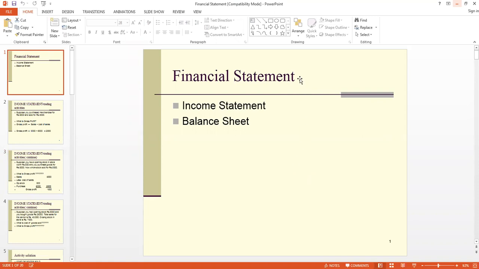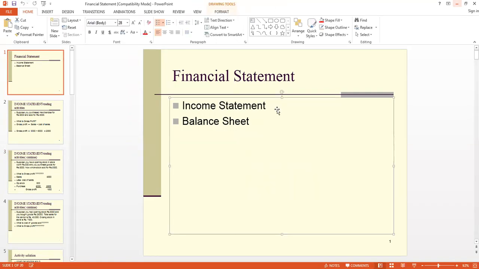Financial statement consists of many important parts. In this lecture I am focusing on two main components. The one is income statement and the second one is balance sheet. Today I'm not discussing service industry. I'm mainly focusing on trading activities where business is buying goods and selling it.